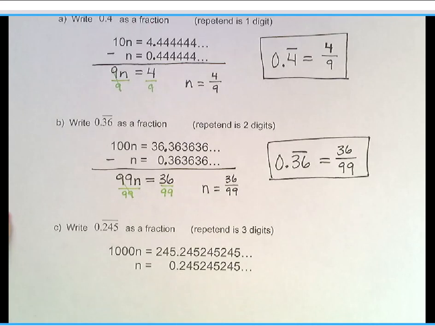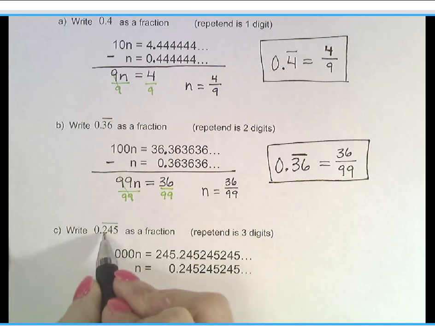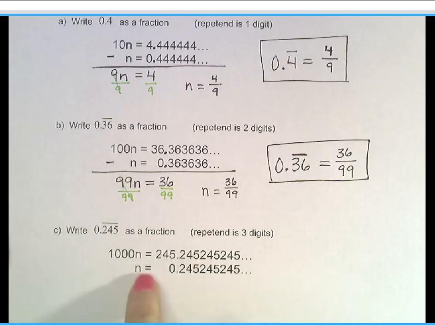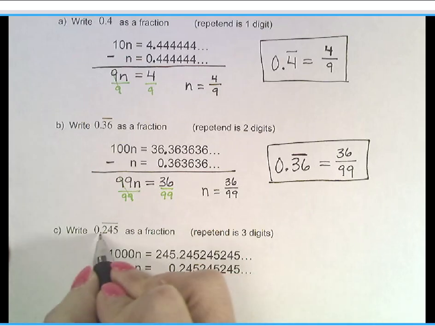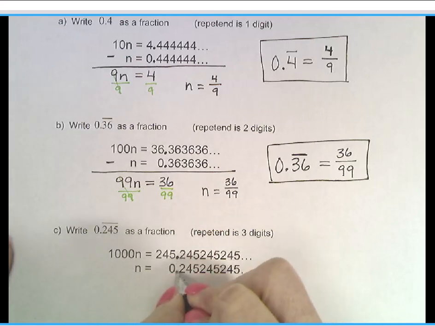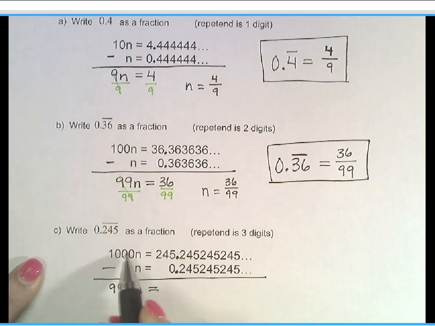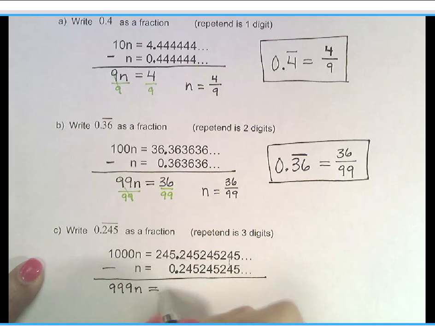Let's try one more. We'll see if you can figure out the pattern before I show it to you. So the next one, the repetend is 3 digits. 245, 245, 245, 245. So n equals all these 245s repeating. Now I want to move that decimal past the repeating block, so that's 3 places, so I have to multiply by 1,000. And that moves the decimal past that first repeating block. And maybe, since you've seen this before, you'll understand what's about to happen. 1,000 minus 1 is 999. All these repeating parts at the end cancel, and you get 245.